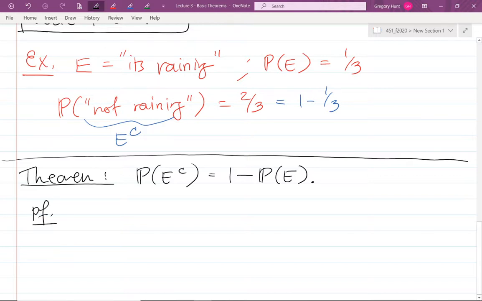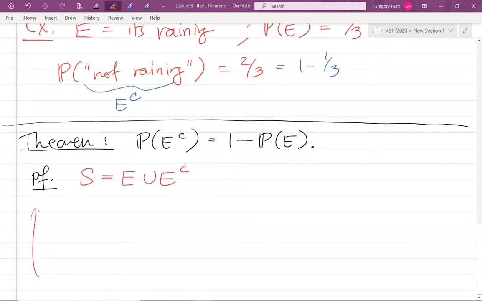Proof. So we don't have a lot at this point to work on. All we really have is the Kolmogorov axioms, and we're going to build up theorems so we can prove more and more interesting results. But to start, all we have is the Kolmogorov axioms. So let's use those axioms to prove this result. The first thing we're going to notice is that the event S, that is the whole sample space, can always be partitioned as E union E complement.